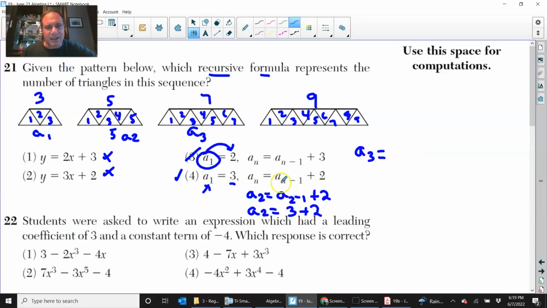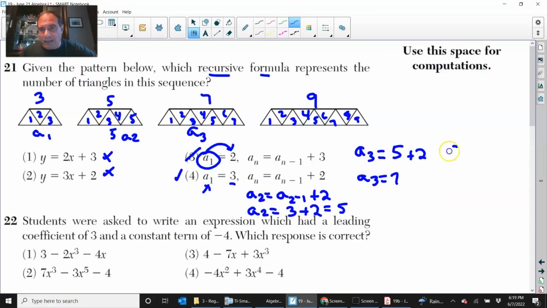So do you see this a sub n minus 1? That's whatever I'm looking for. A sub 3 minus 1 is a sub 2. A sub 2, we already said, is 5. So I'm going to do 5 plus 2. A sub 3 is 7.